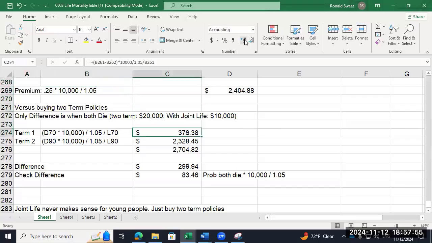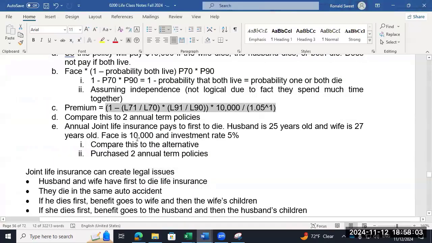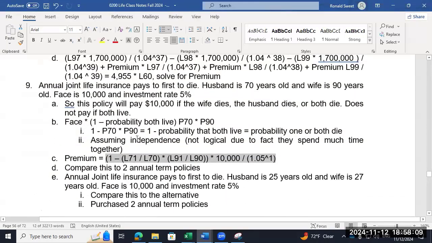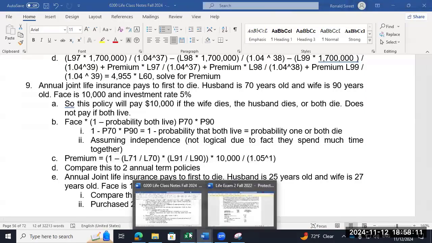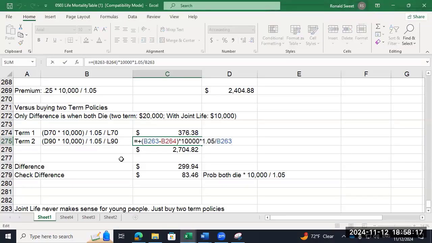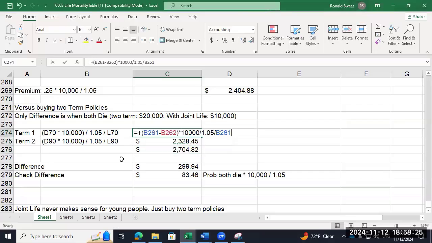So in this case, I don't know which one's the savings. Let's see if it's in the class notes. Is it possible that it's in the class notes? Yeah, I didn't put it in there. Boy, I don't see an obvious error. So either way, whether it's $83 or $300, obviously 300 is a big savings.